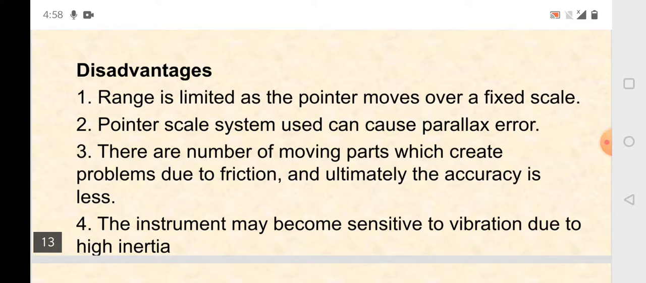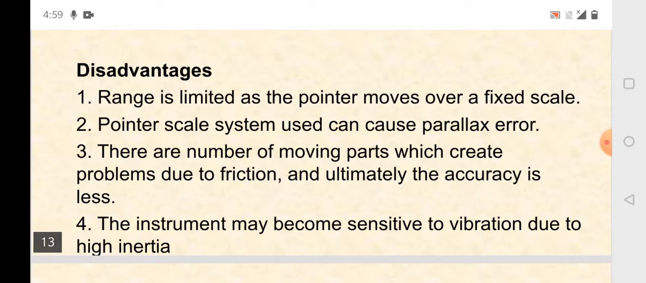The pointer scale system used can cause parallax error. So while getting that reading, we may make a mistake. With very minute readings, we cannot get the perfect reading because of the parallax error.